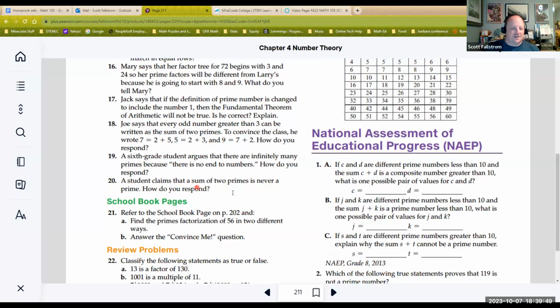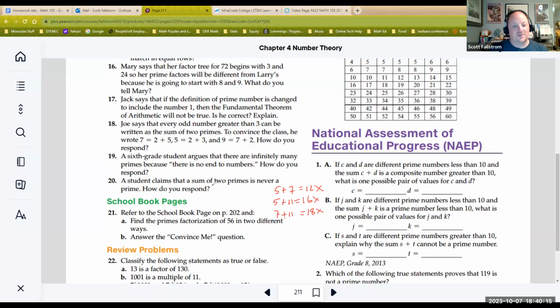And lastly, a student claims the sum of 2 primes is never a prime number. This is one I think in a prior edition that they had written down as, look, 5 plus 7, those are 2 primes, and I get 12, right? 5 plus 11, those are 2 primes, and I get 16. 7 plus 11, those are 2 primes, and I get 18. And the result of those is never a prime number.